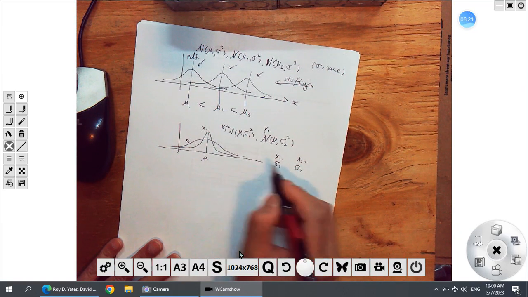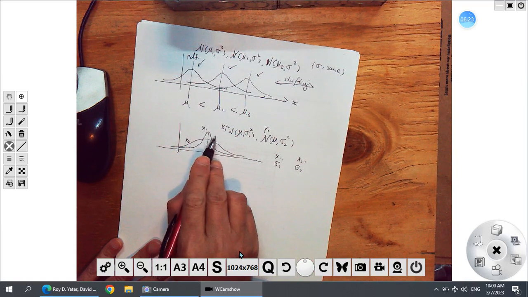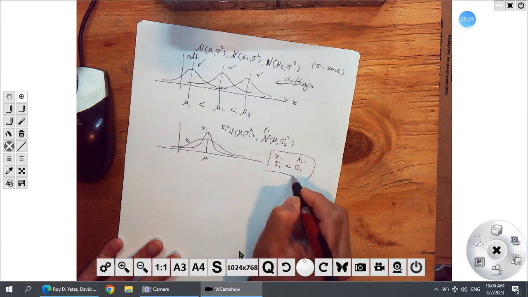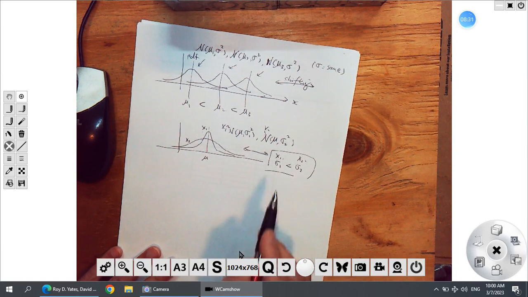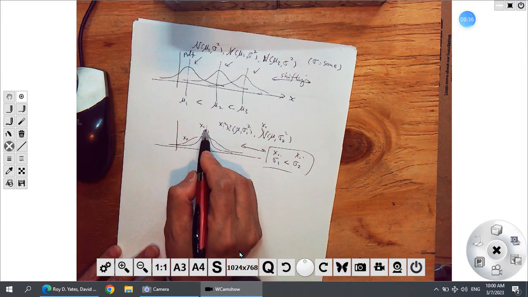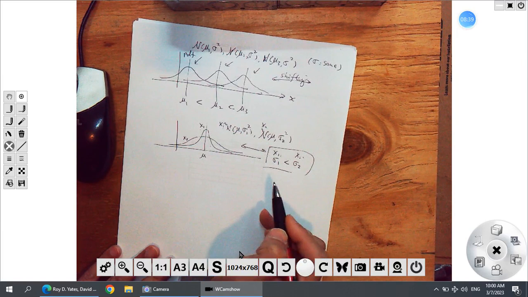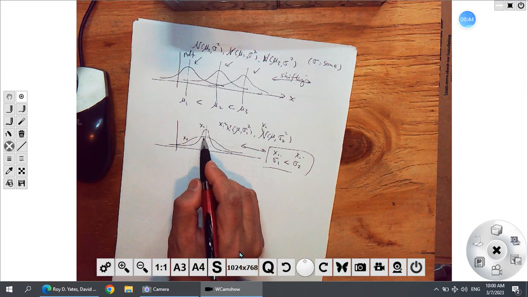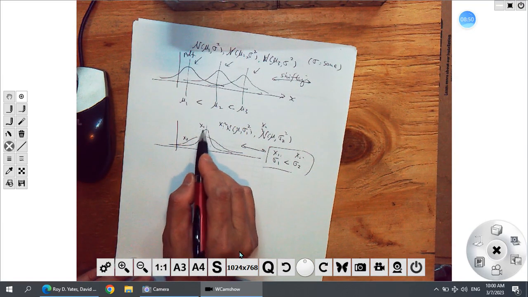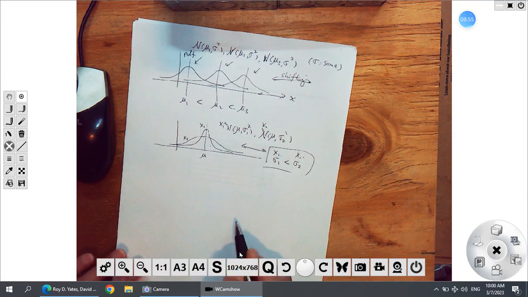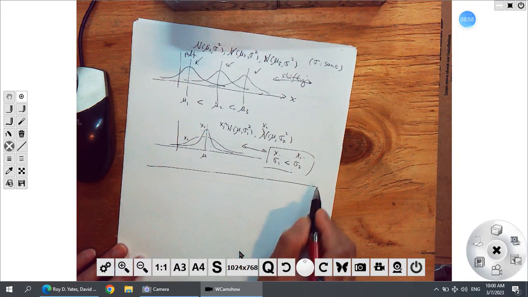In this case, x1 has the higher peak value, which means sigma 1 is smaller. If you make sigma smaller, then the peak will be narrower, but taller. If sigma is large, then it is shorter, not so tall, but wider, spread wider. Okay, this is the definition.